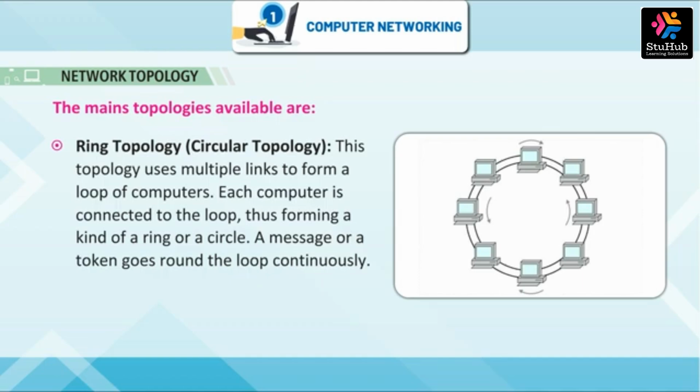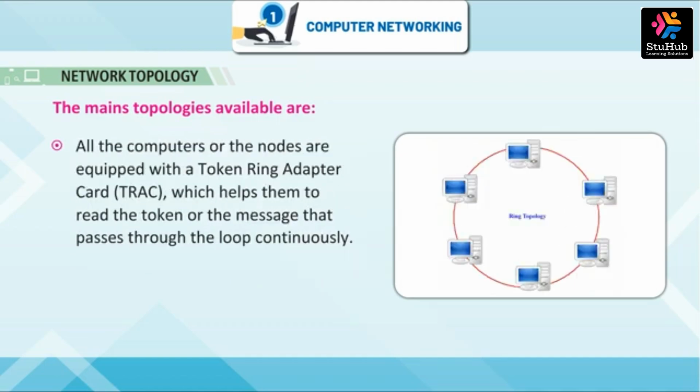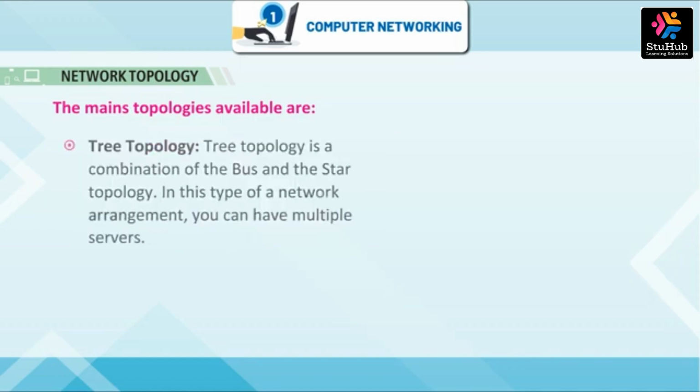A message or a token goes round the loop continuously. All the computers or the nodes are equipped with a token ring adapter card or track, which helps them to read the token or the message that passes through the loop continuously.